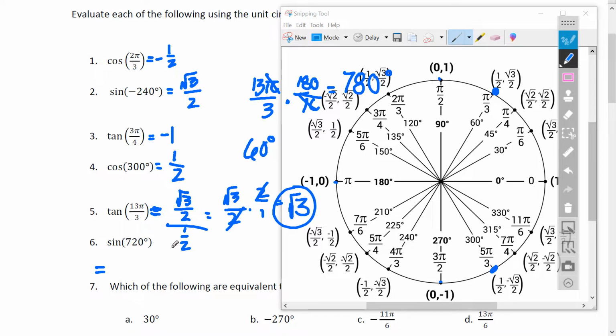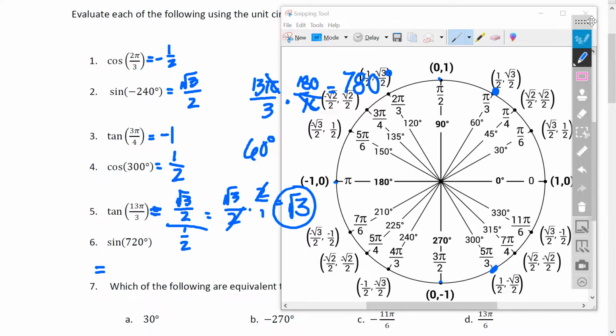Sine of 720 degrees. So 720 is much more than 360. It's actually a multiple of 360, which means that it's this point right here. Okay, because 360, 720. So it's right here. Sine of this is going to be the y-coordinate, so sine of 720 degrees is 0.